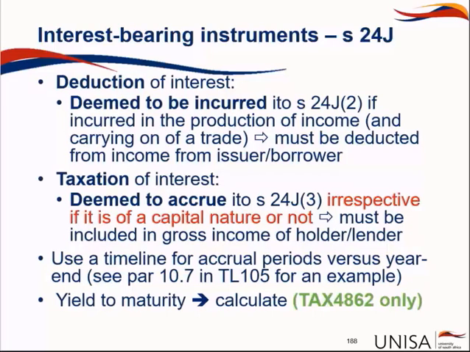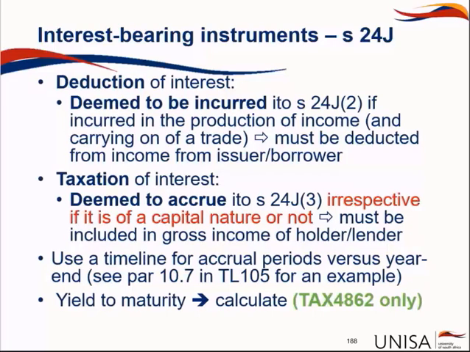So the deduction of interest is in terms of Section 24J, and it must be where we are using it in the production of income and carrying on a trade. Then we can get a deduction in terms of Section 24J. However, if we are the holder or the lender, then the interest that we earn will also be included in our gross income, irrespective of the fact that the interest-bearing instrument is capital in nature or not.